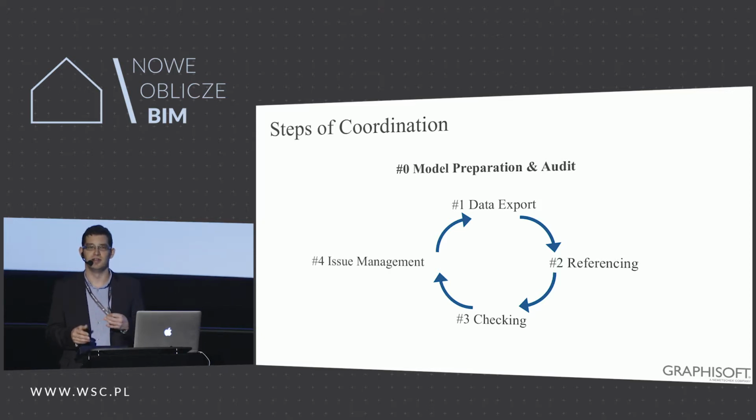Then, of course, we will export the model from our software solution and upload it to the common data environment, or send it as an email attachment or on a pen drive. And we will receive models as well. That's the second step, when we combine these models in one solution. And then the third step is checking: checking the architecture against the structural, checking the MEP model against the structural. And of course, we will find mistakes. No project or design is perfect on the first try. So we will find issues, and we need to manage those issues in the end.